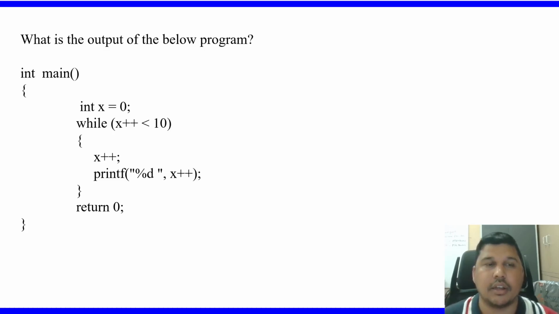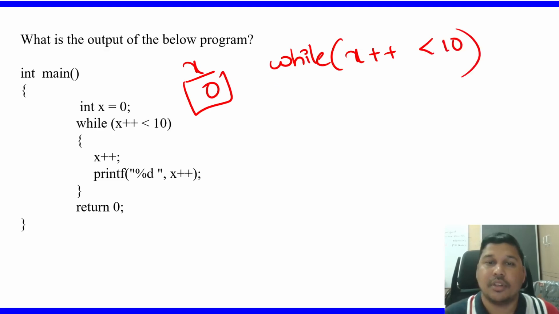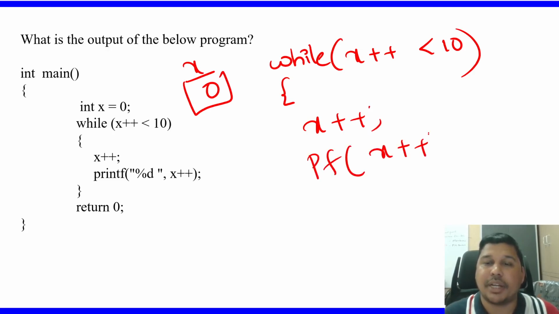Let's see the solution for this. The x value is given as 0. There are so many increments, so you should be very careful here. So while x++ less than 10. Inside this, I have a standalone x++, and I am printing another post increment. In this case, this is not a standalone statement because it is involved in a printf statement, right? Let's see what output we get here.